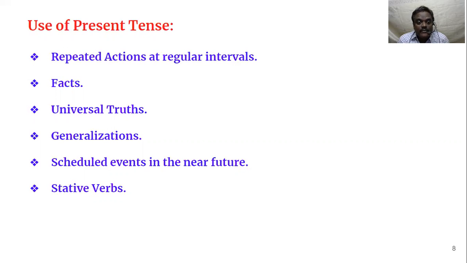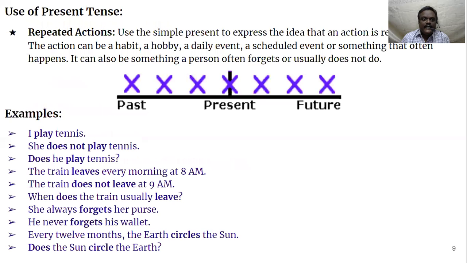Then stative verbs. Stative verbs means they don't have any actions as such, but they show our feelings and our emotions. Such verbs cannot be used in present continuous tense. Such verbs can only be used in simple present tense. Let us discuss in detail about all this. I have actually prepared 6 sub rules for using present tense, and let us discuss in detail with some examples as well.